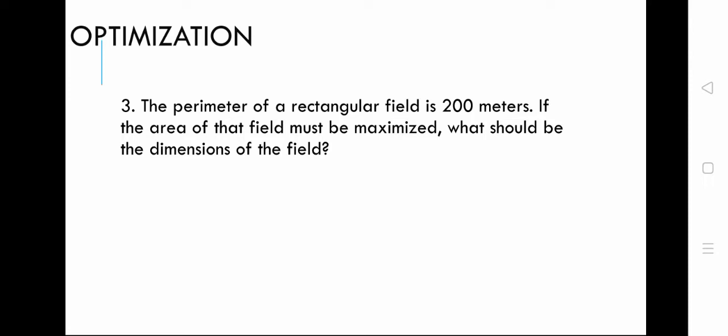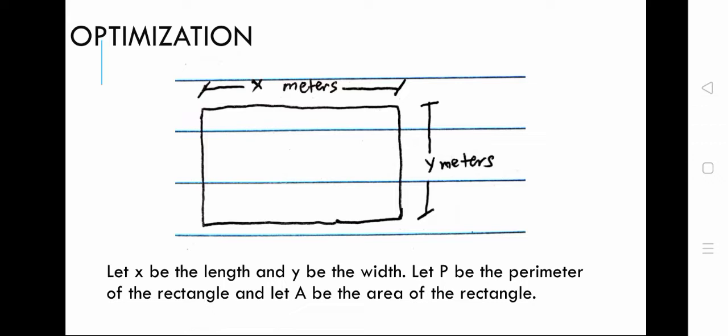Next problem, the perimeter of a rectangular field is 20 meters. If the area of that field must be maximized, what should be the dimensions of the field? So dito na tayo magsimula magpunta sa illustrating the problem. So, pasensya sa aking drawing. So, yan ang aking makakaya. So, we'll now have the rectangle, the length which is x meters pa lang, and width which is equal to y meters. Let x be the length and y be the width.